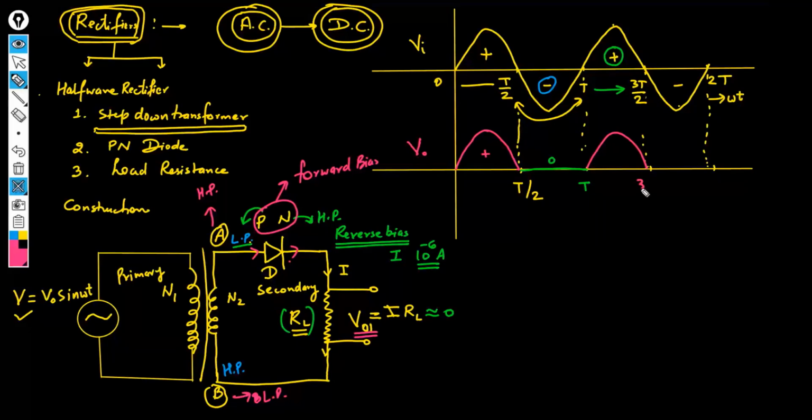Further, for the next negative half we will again get 0 voltage because it will be in reverse bias. So now you can see out of one complete wave, 0 to T, that is one wave, we are rectifying only the half part. Half part is rectified. That's why the rectifier is named a half wave rectifier. I hope it is clear to everyone.